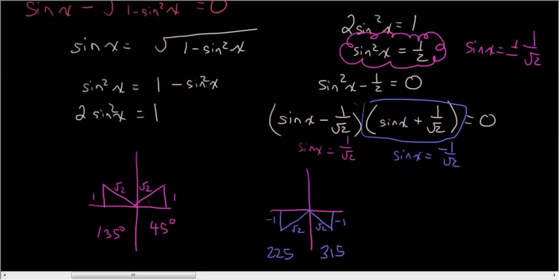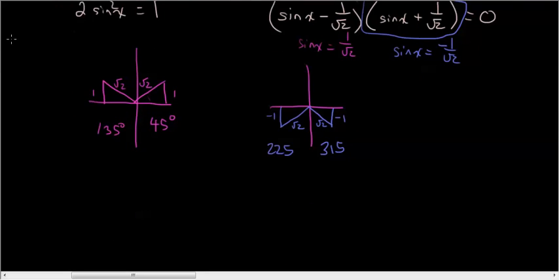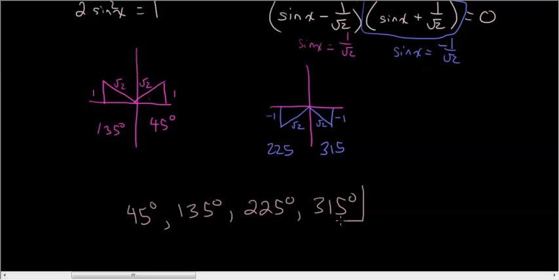So you think you're home free. You're just like, oh, I got this. So my four answers are 45 degrees, 135 degrees, 225 degrees, and 315 degrees, and we think we're done.